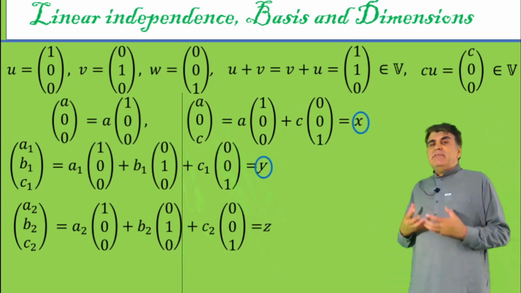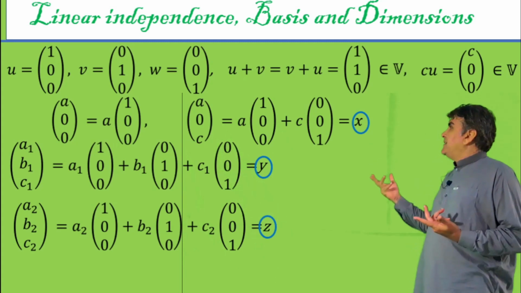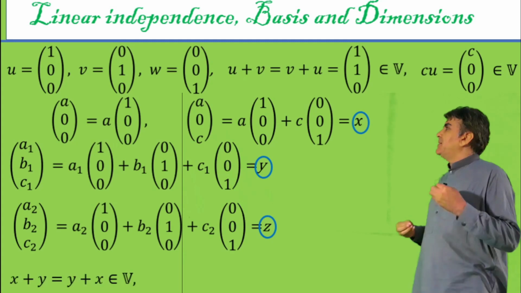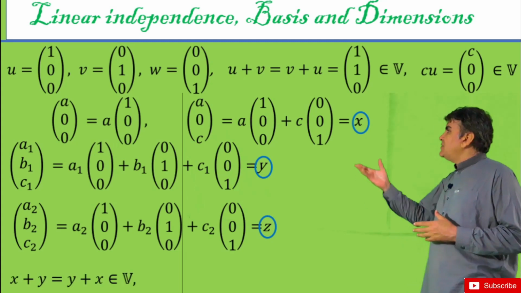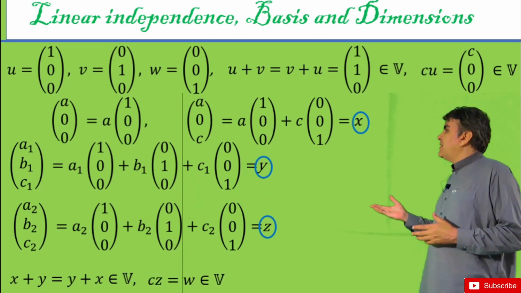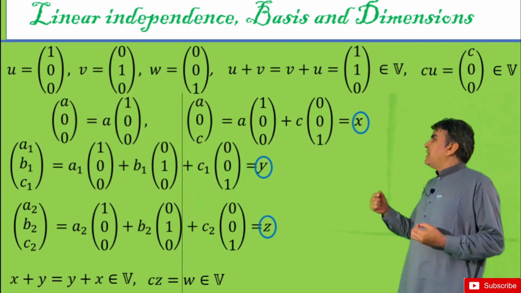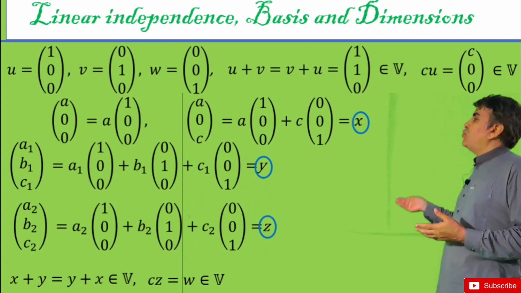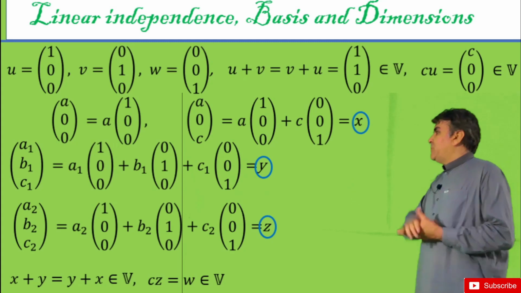Now one can easily verify that the three matrices X, Y, and Z that are constructed from different linear combinations also obey the multiplication and addition rules. For example, one can easily show that X plus Y equals Y plus X, and similarly if C is a number belonging to the field F, multiplying C with Z will again reproduce a 3-row column matrix which again belongs to the same space.